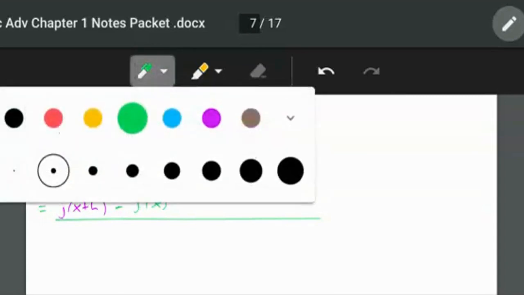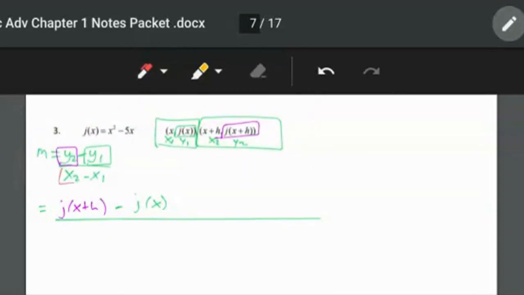All over, on the bottom, x2. Our x2 is x plus h. Minus, of course there's a minus in the formula, minus our x1. Our x1 was just an x. This happens the same way every time. On the bottom, there's always going to be an x and a negative x. Those can just kind of disappear.